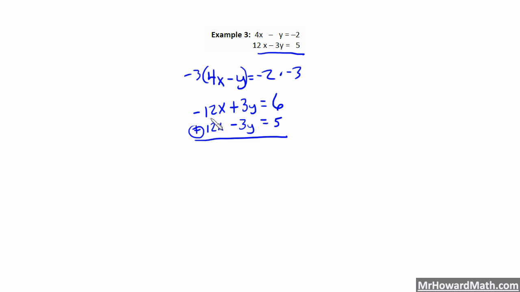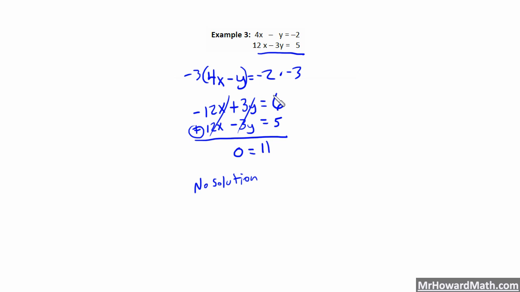So negative 12x plus 12x, those cancel. 3y plus negative 3y, those cancel. So I get 0 equals 6 plus 5 is 11. Okay, so here is a special case. I have 0 equals 11. Is that true? And the answer is no, it is not true. Therefore, this system has no solution. No solution.